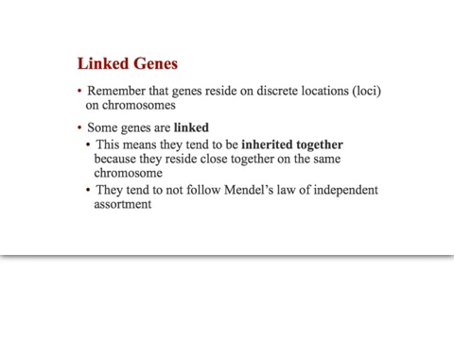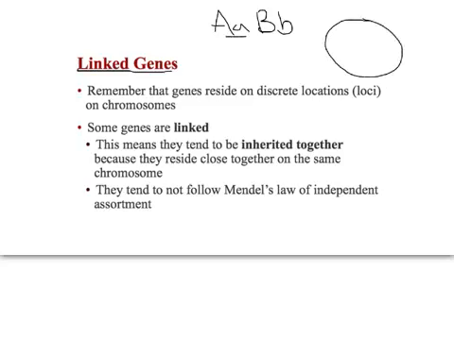So now we're going to switch gears a little bit and talk about a different topic, unrelated to polygenic and pleiotropy, and that is linked genes. So at this point, we have been assuming, if I had an individual with this genotype, that the A gene was on a different chromosome than the B gene.